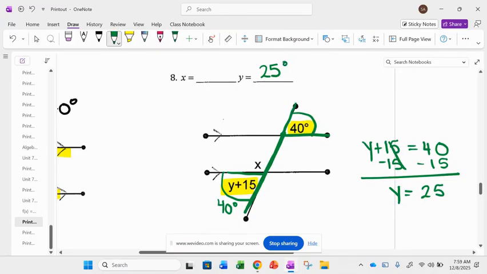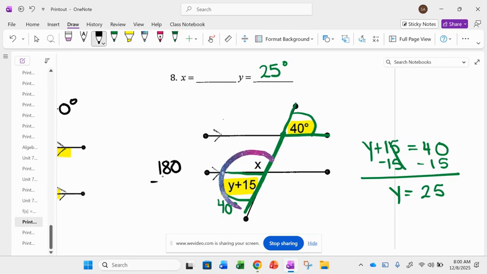What about x? What is x? Any ideas how we can find the x? Jack? Good. Do you guys see how these two angles make a straight angle? So if this bottom angle is 40, x is going to be 180 minus 40, which is 140 degrees.